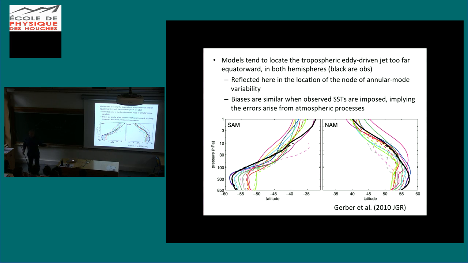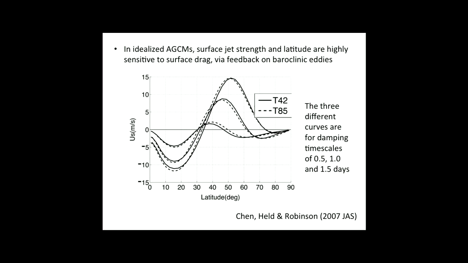It's seen in a couple models, but actually it's seen if you put in the observed SSTs. So it's pretty clear that the errors arise, at least in an approximate sense, from atmospheric processes. This isn't because of ocean problems. So there's something very, very wrong with what the models are doing. So of course people have been struggling with this. It's one of the major challenges for dynamicists who are working on the models.